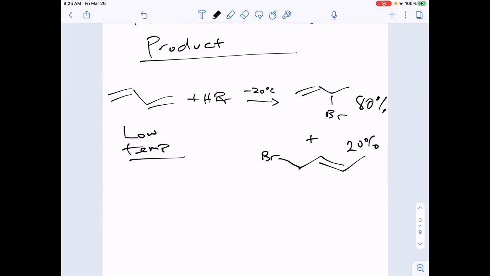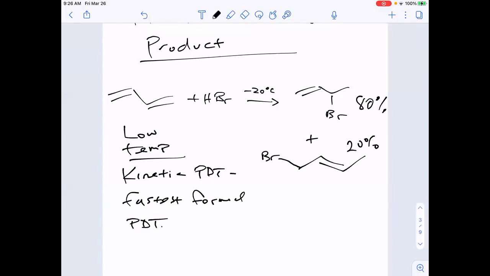And the product that we get at 80%, we're going to call that the kinetic product. Somebody tell me what that means. If you watch that video, what does it mean to be the kinetic product? Is it the product that's formed faster? Yes. So the rate of reaction is faster, so it's the fastest formed product. Thank you. It's the one that's formed the fastest.